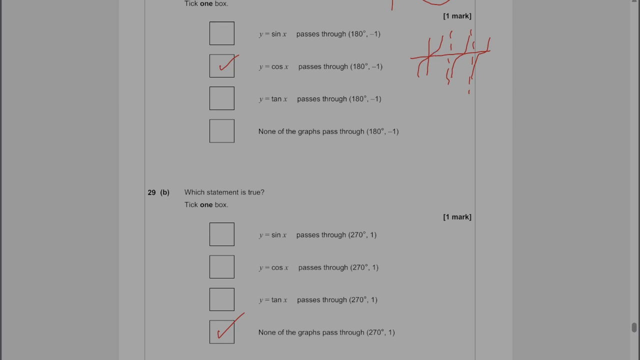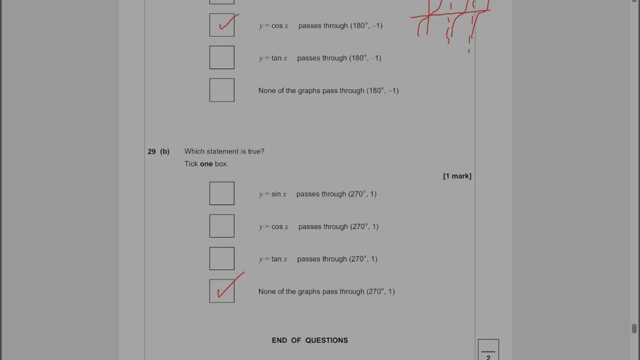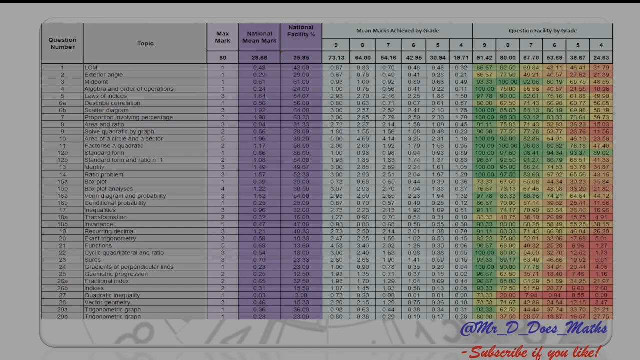Okay, so that brings us to the end of the paper. Right, I'll bring up the question level analysis again. I hope you've been keeping track of your score. If not, you might want to add it up. This gives you your mean mark achieved by grade, so that's kind of your grade boundaries for this paper. Followed by the question facility by grade. It tells you how hard the students found each of those questions. And like I said at the start of the video, it is chapter indexed by the topics. So if you found one of those questions particularly tricky, that's where you can focus your independent revision.